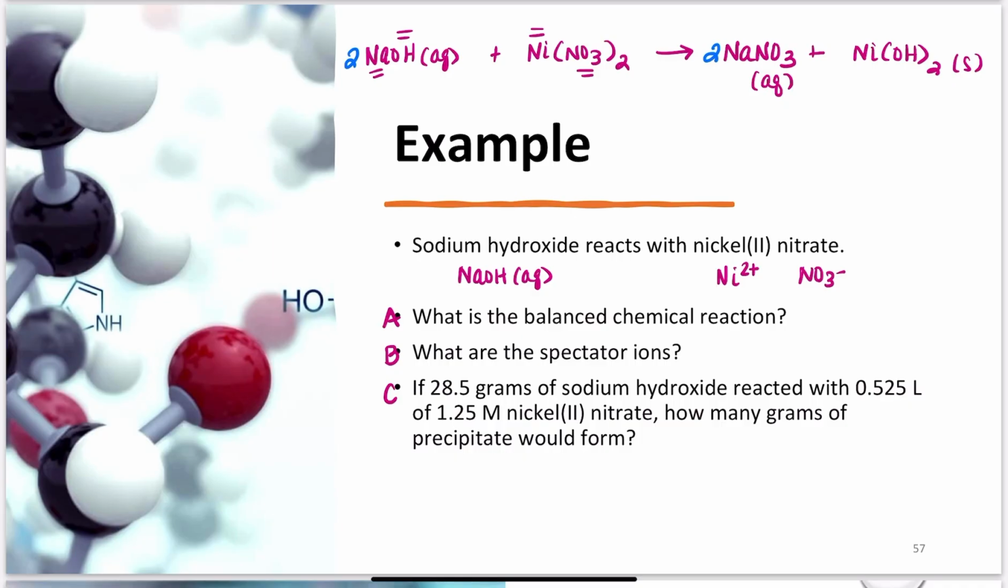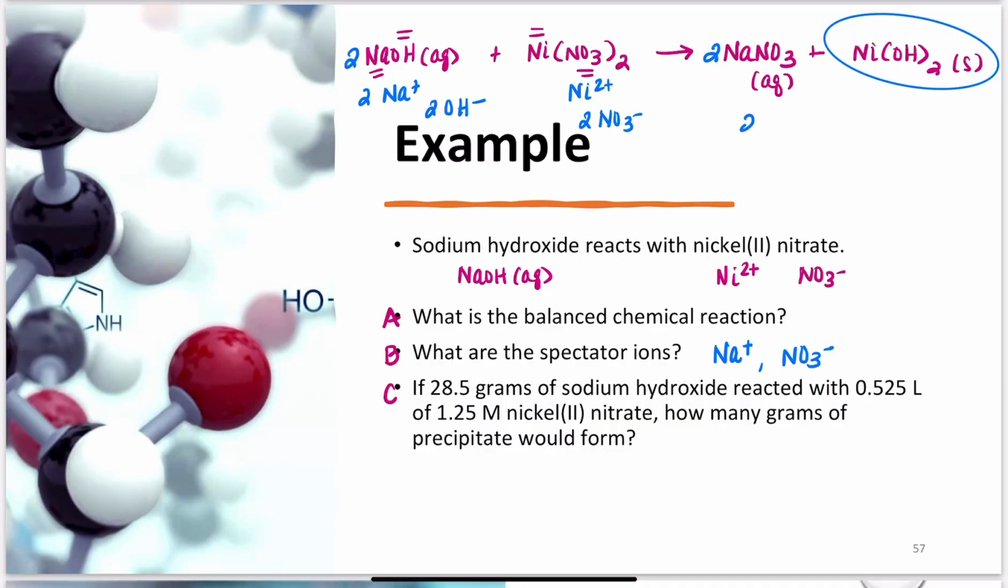How can you tell? Well, the driving force of the reaction is the formation of your solid species. So that means that anything that's not in the driving force of that is a spectator. That means my spectators here would be Na plus and NO3 minus. Because notice here, this means I have two Na pluses and two OH minuses. This means I have one nickel 2 plus and two NO3 minuses. This means I have two Na pluses, two NO3 minuses, and this means I have one nickel 2 hydroxide.